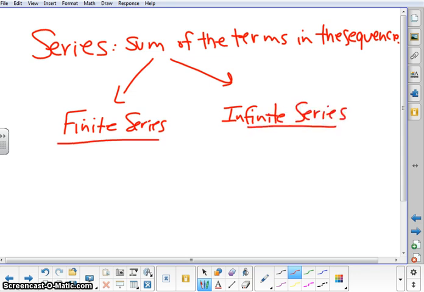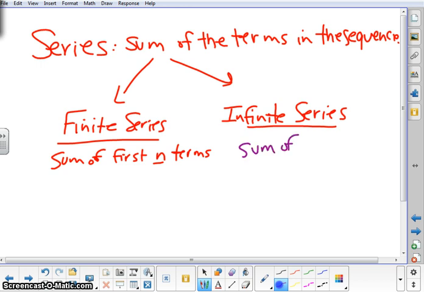In a finite series, this is the sum of the first n terms. And then for an infinite series, it's going to be the sum of all terms as n approaches, which is what the arrow is signifying, infinity. Now you may think how that is possible. We can actually find the sum of numbers that go on forever. And I'll show you some examples tomorrow that makes more sense.